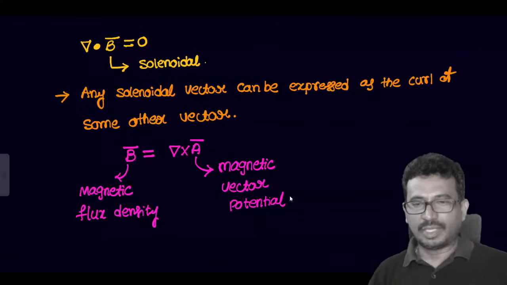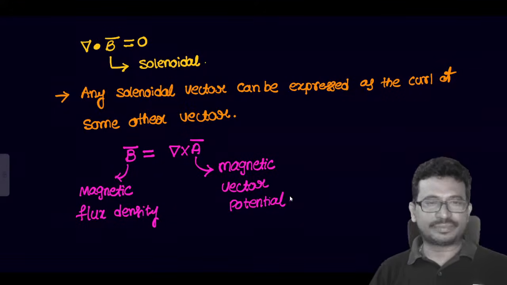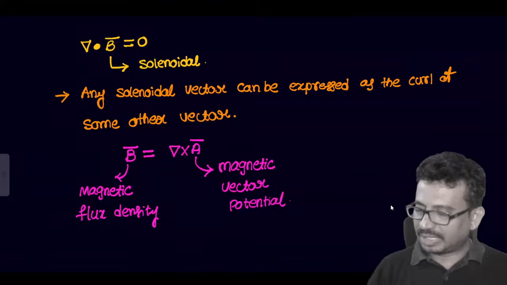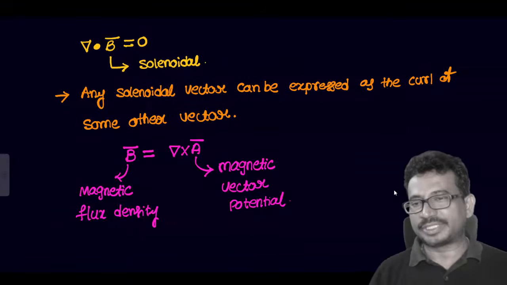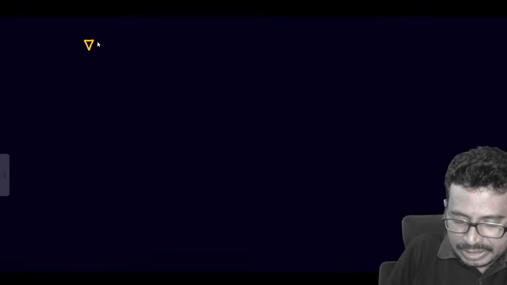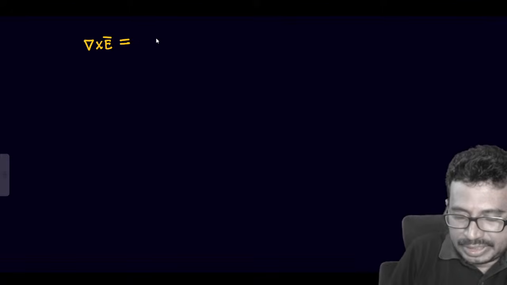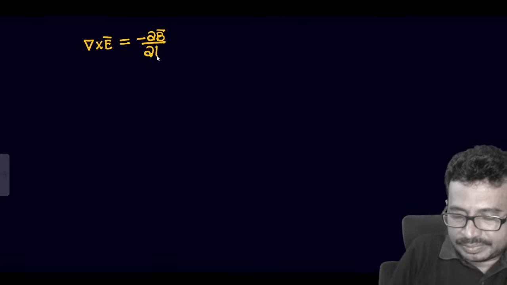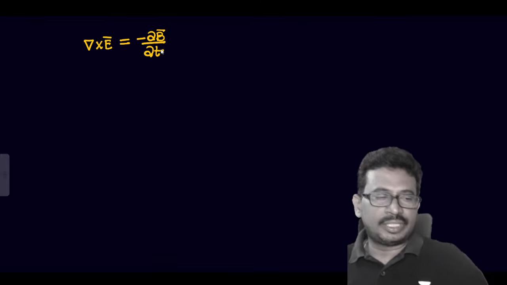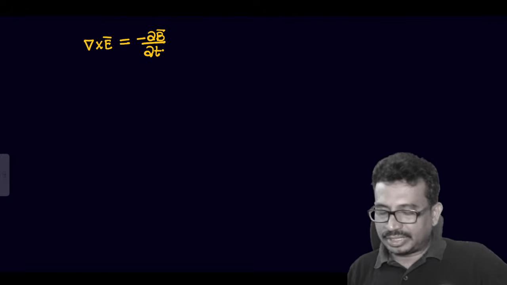Next. Now we have the vector potential. Now we need to develop the scalar potential also. Let's see how we'll develop the scalar potential. So we have the relation here: del cross E, which is equal to what, tell me now? Minus dou B by dou T, right?